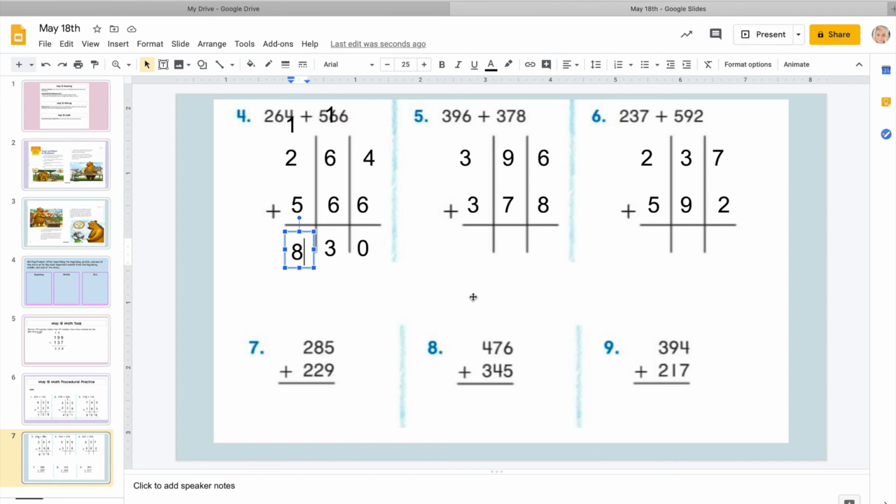I know we've been going over these for a little over a week. Just remembering the 3 steps. You're going to start with the ones column, and if it is 10 or more, you're going to need to regroup. If not, the number is going to stay put, and then you're going to move on to step 2, where you're going to add up the tens column. And again, if it's 10 or more, you're going to need to regroup. And then the third and final step is you're going to add up the hundreds column.